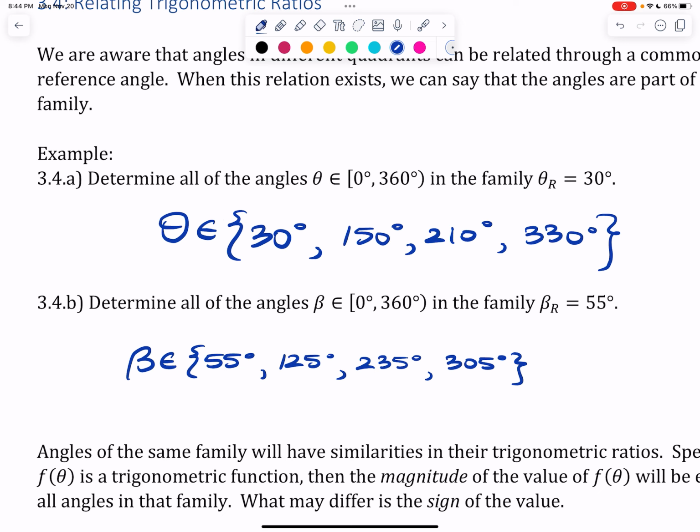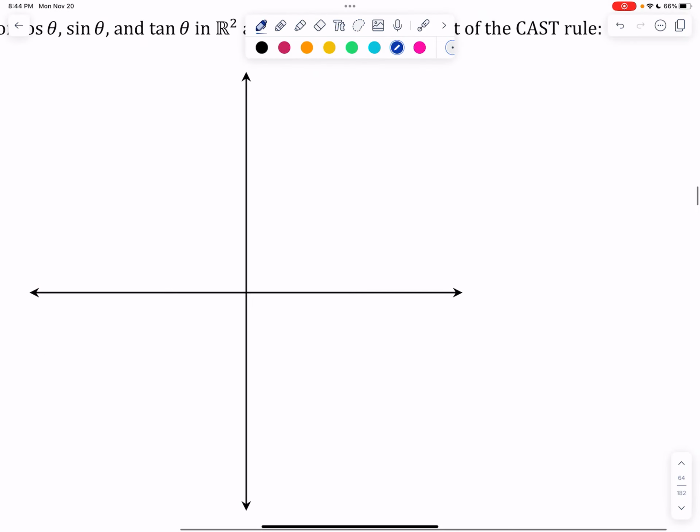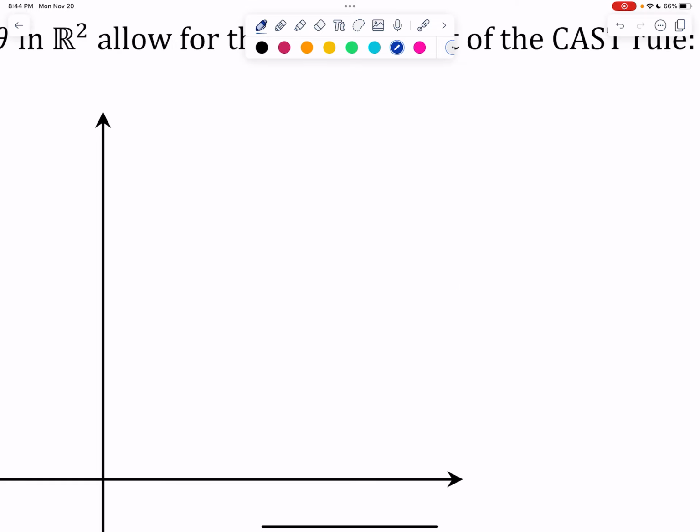What is interesting about angles that are part of the same angle family is that their trig ratios will almost look exactly the same. They will have the same magnitude. And what will differ, potentially, is whether they are positive or negative. And to determine whether they are positive or negative, we have something called the cast rule. It is developed as follows, and this is expected to know to be able to repeat or prove. So this is where the cast rule comes from.